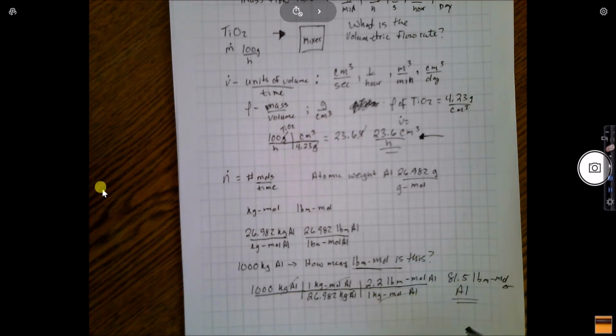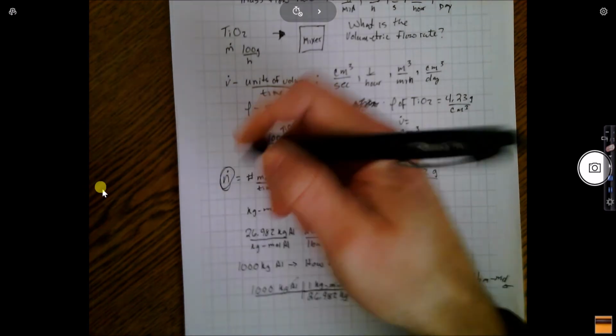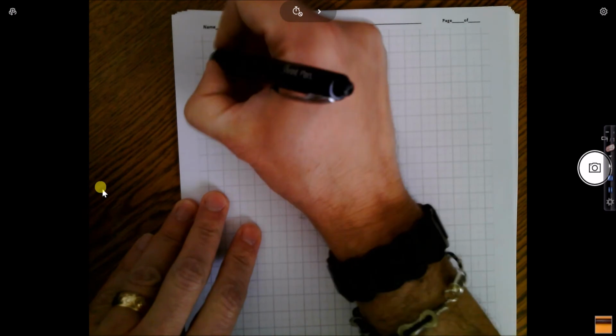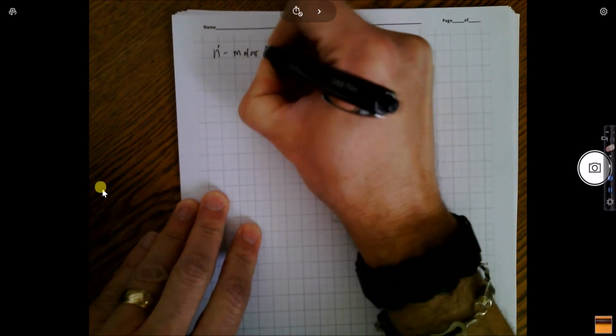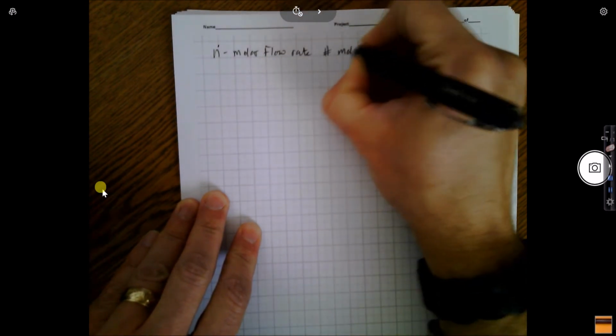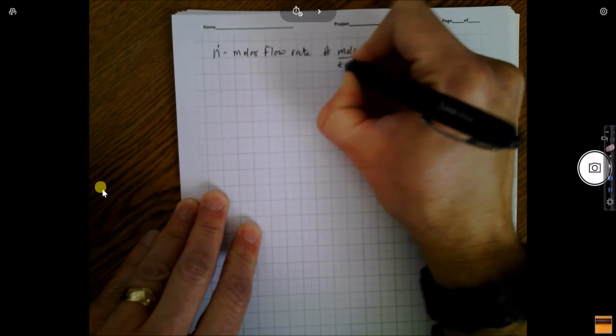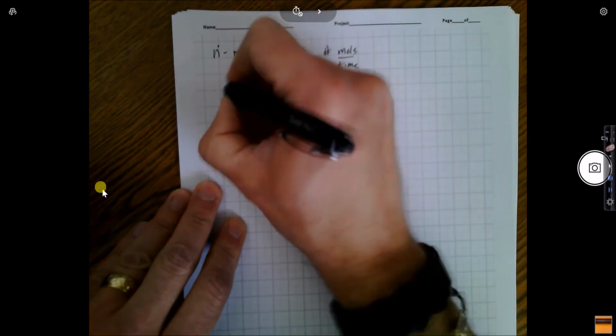If you remember, we got onto the subject of different types of moles because we were talking about molar flow rate, N dot. So if I go to another piece of paper, we can recap a little bit. Molar flow rate is the number of moles over time. Let's make an example using, again, our friend titanium dioxide.